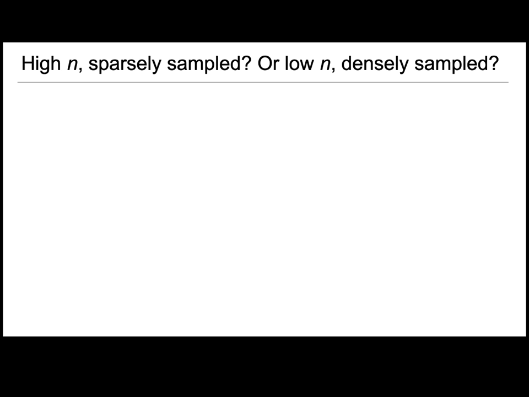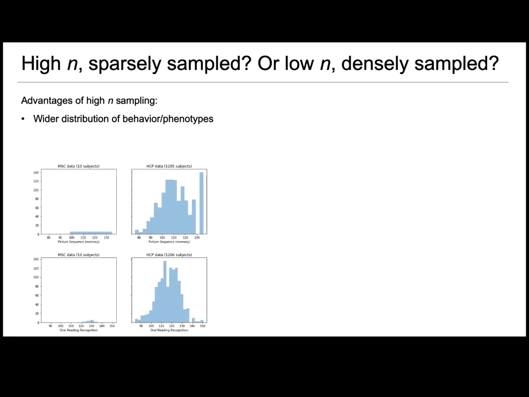But what are the arguments for taking the other, perhaps more standard approach, which is just to sample as many people as you can, but only sample them once? There's clear advantages here too. The first one in my mind is just sampling a wider distribution of behaviors and phenotypes. If we want to relate the in-scanner measures to the out-of-scanner measures like symptoms or performance on tasks and things like this, we just need a certain distribution.